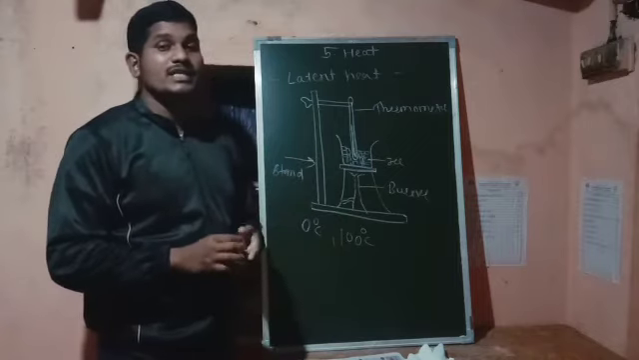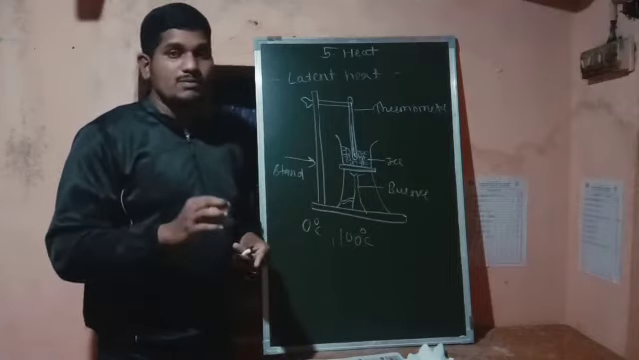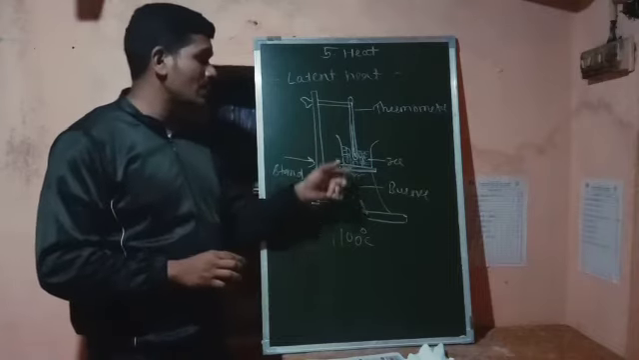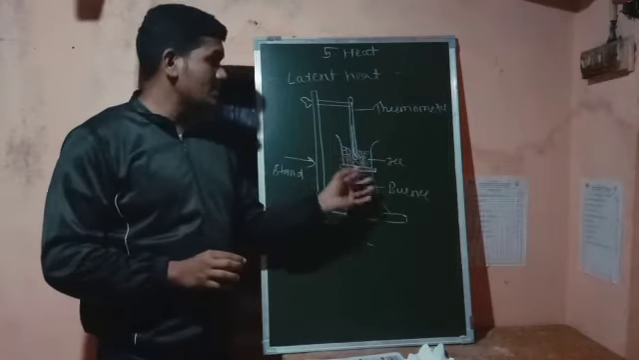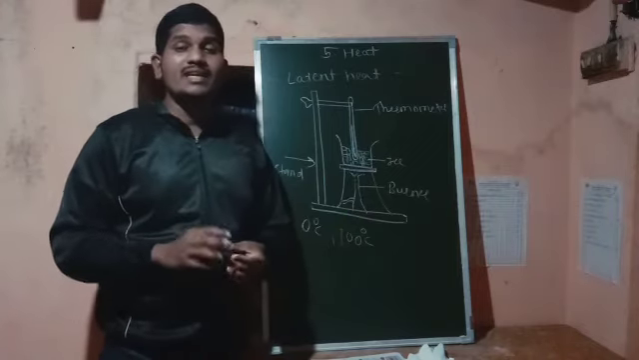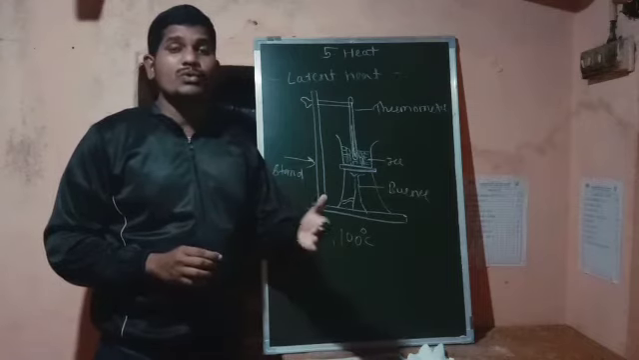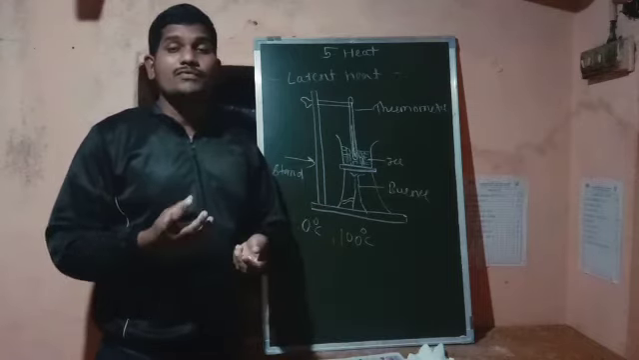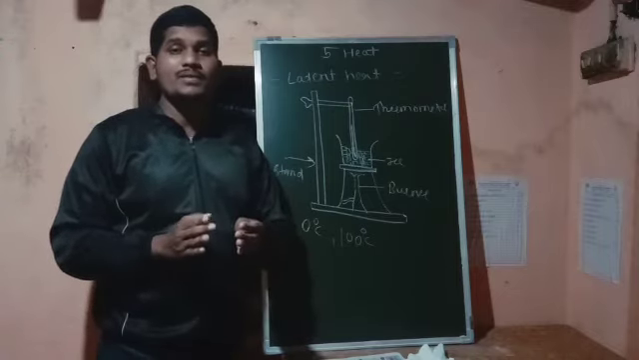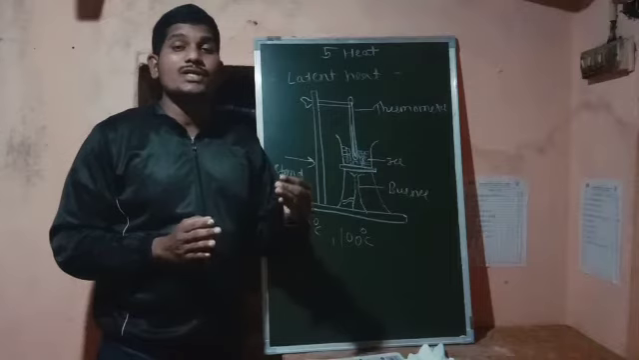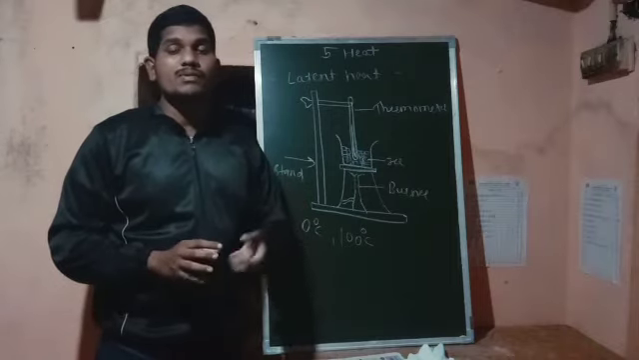Okay, let me explain one more time. This is the arrangement of the experiment. In this experiment we are heating the ice cube. In this type of arrangement, when we heat the ice cube and the temperature goes on increasing, the ice cube will gain energy, internal energy, and due to this gain of energy the bonds will become weaker.